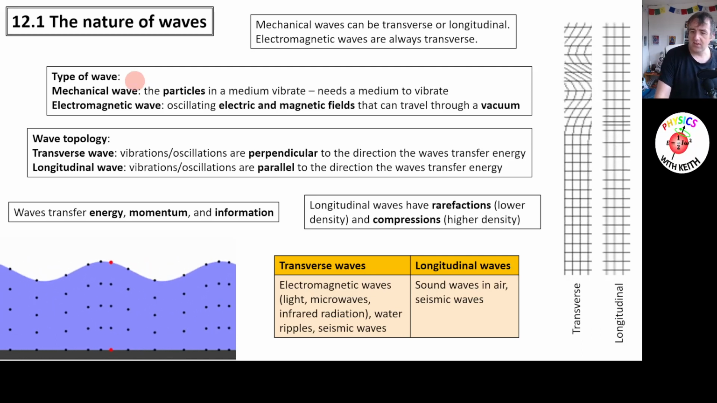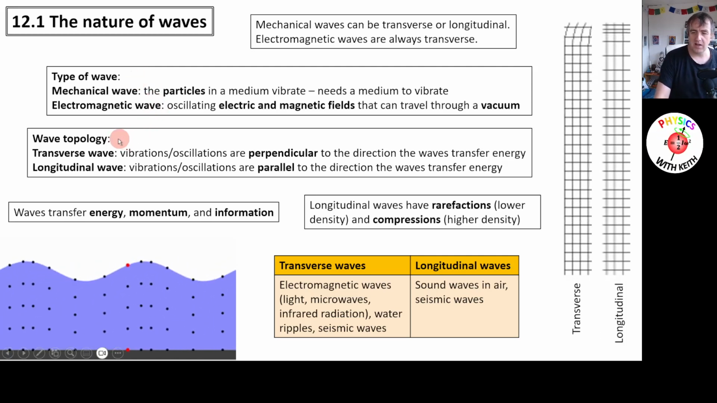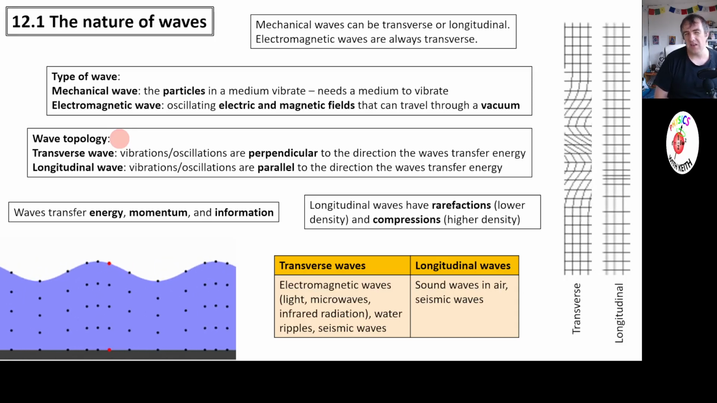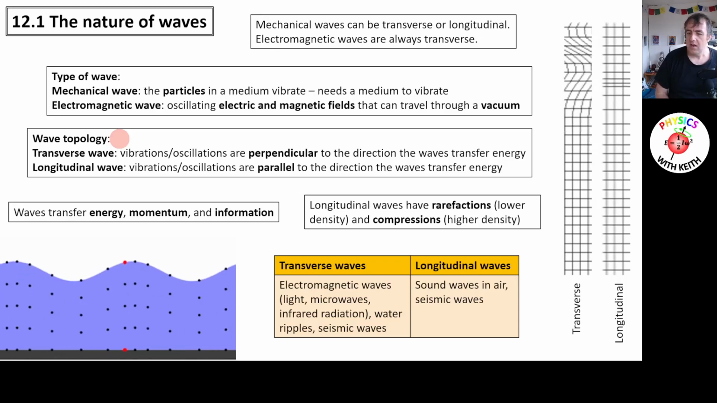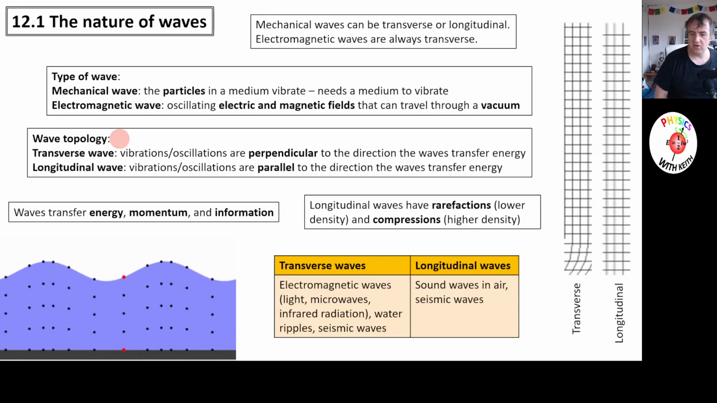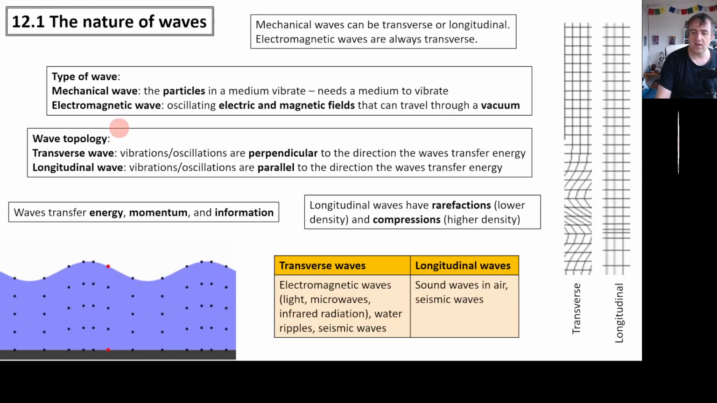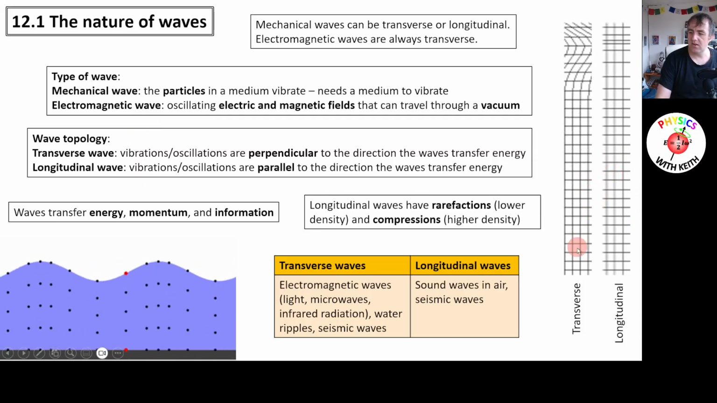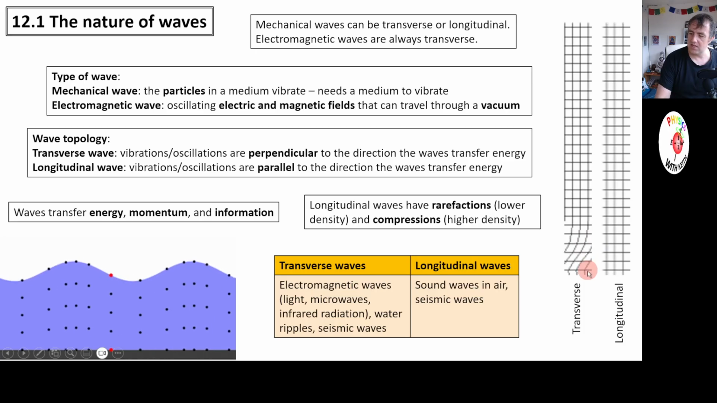The other thing we can do is describe the topology of the wave. That's just a fancy way of saying the shape of the wave, what the wave looks like. And the two topologies that we're interested in are transverse waves and longitudinal waves. Best explained with pictures. So you have a look at these two animations on the right.